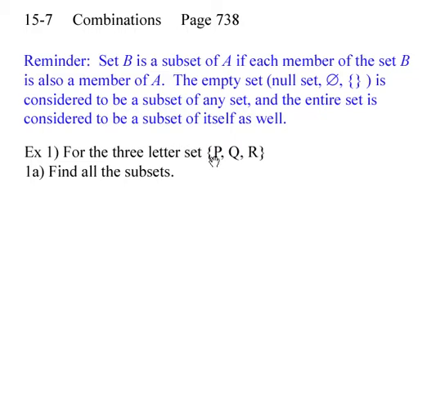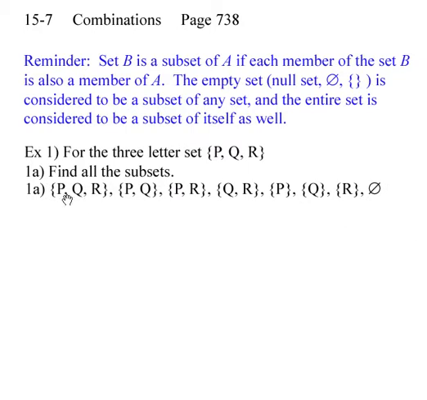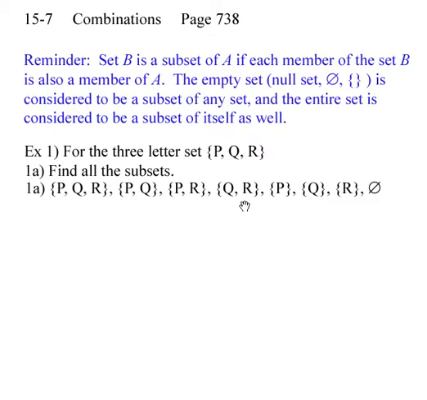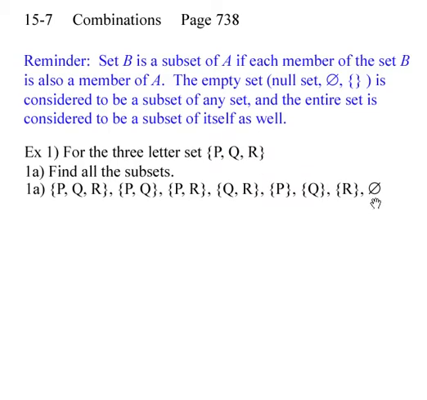So let's start out with a set containing three elements, P, Q, and R. Let's find all the possible subsets. If we list them all, here's the complete list. We're going to have the set itself, P, Q, and R. Then we're going to look for all the lists of subsets that contain two elements. So we would have P and Q, we can have P and R, and we can have Q and R. If we take the subsets that contain one element, we would have the set P, the set Q, the set R, and then of course the empty set is a subset of any set as well.